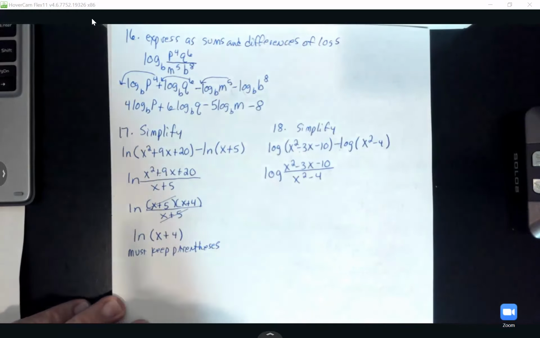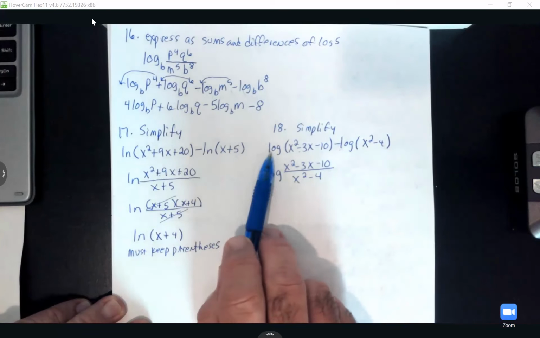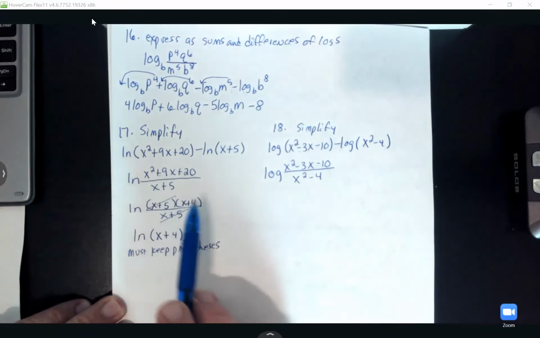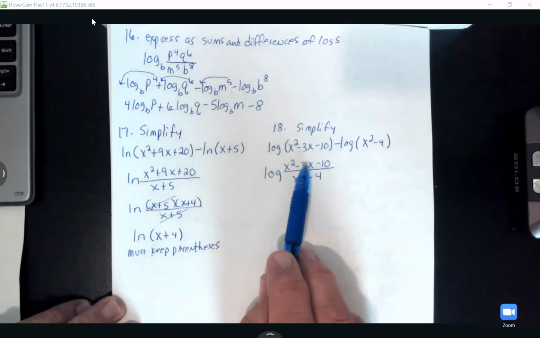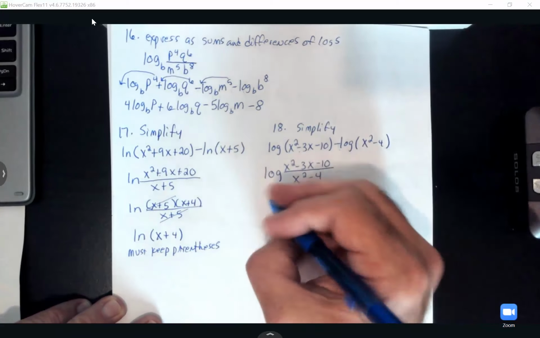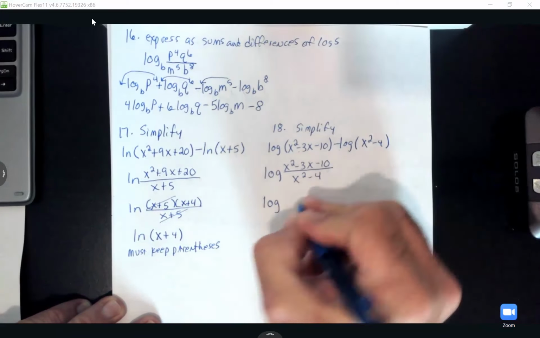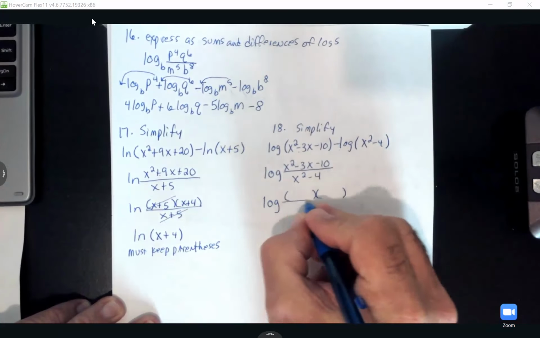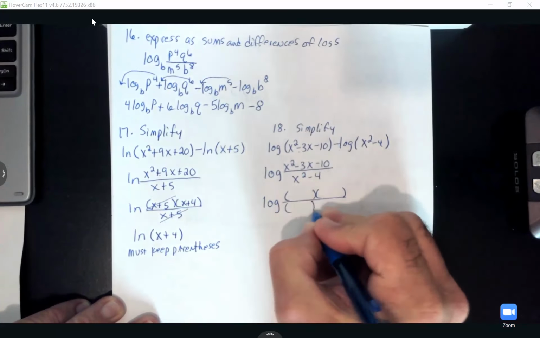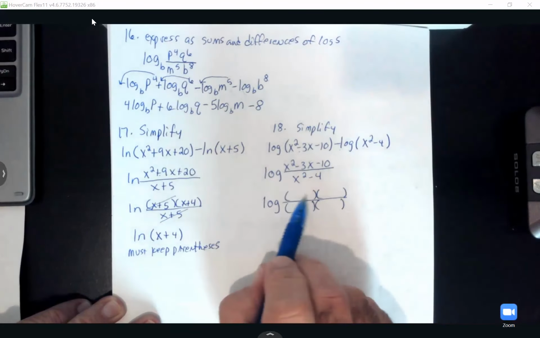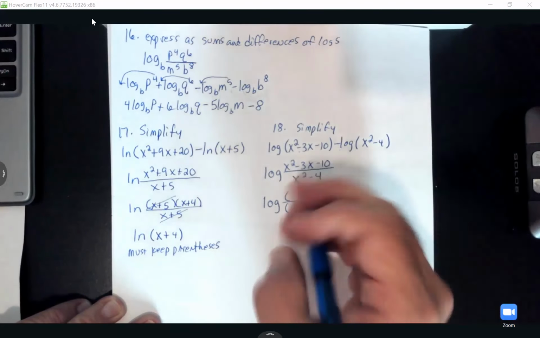Now, y'all, I will say this. The difference between 17 and 18: on 17, we only had to factor the top. On 18, you're going to have to factor the top and the bottom. So let's bring down our log. The top is going to factor into 2 parentheses. The bottom is going to factor into 2 parentheses. So let's work on the top first. I got an x and an x.